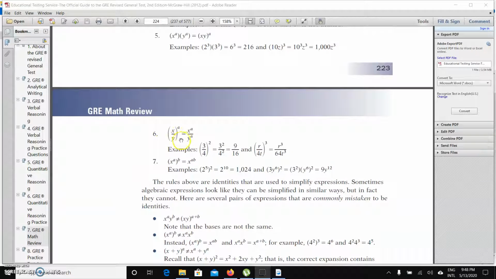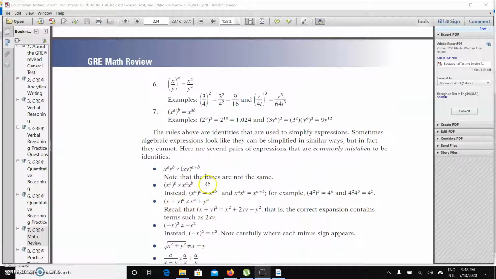Same here too. x over y raised to the power a equals x raised to the power a over y raised to the power a. This is an example. Here, when you have x raised to the power a, raised to the power b, you must multiply the exponents as ab, x raised to the power ab, like we have here.